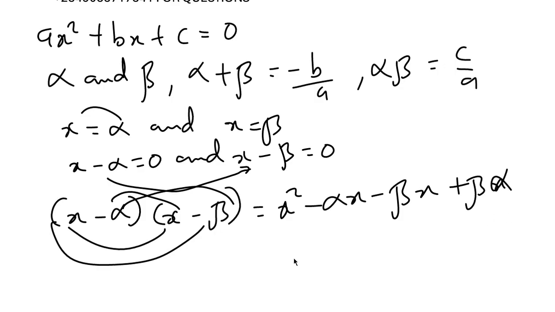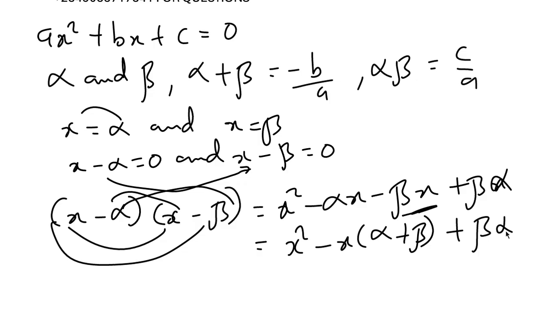positive beta alpha, sorry. And then on factorization, you can see that negative is common and x is also common, so we can have x squared minus x into alpha, since negative alpha x divided by negative x leaves us with alpha, and negative beta x divided by negative x leaves us with positive beta, and then plus beta alpha. And so from this equation, this is equal to 0. You can derive the sum and the product of the roots, which is alpha plus beta and beta alpha.